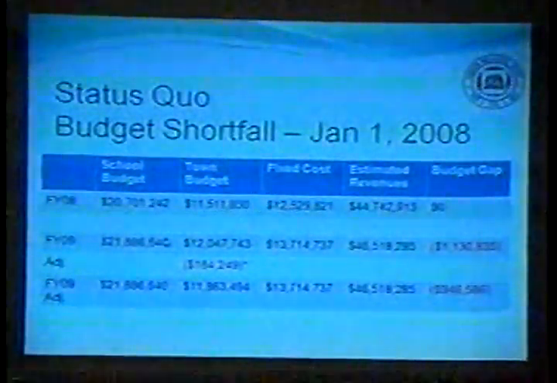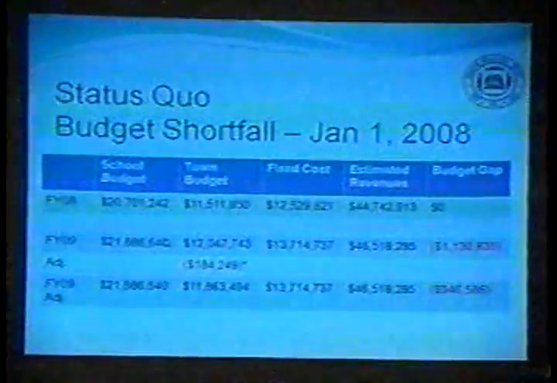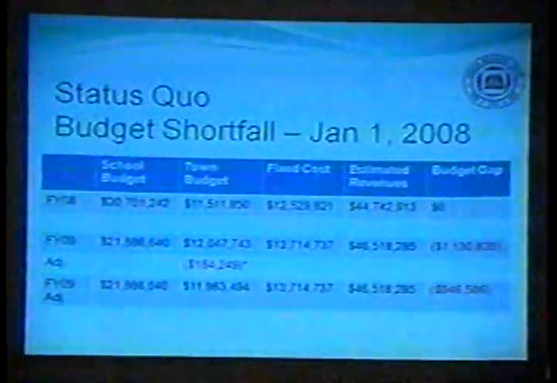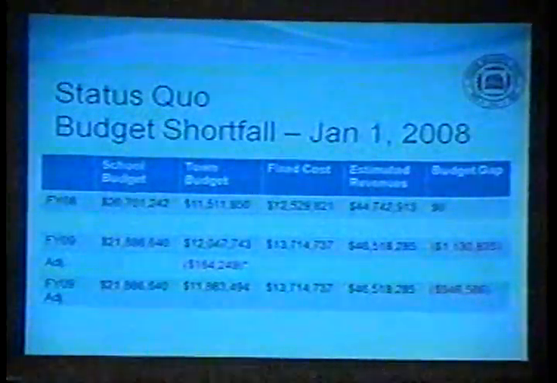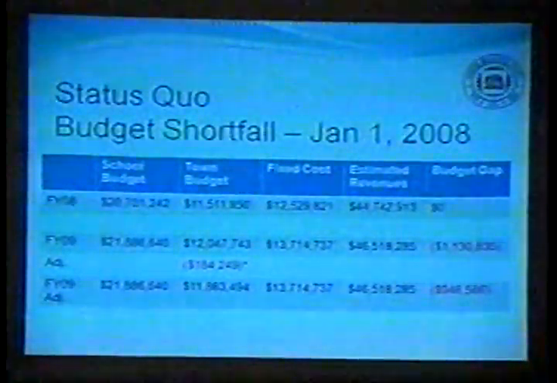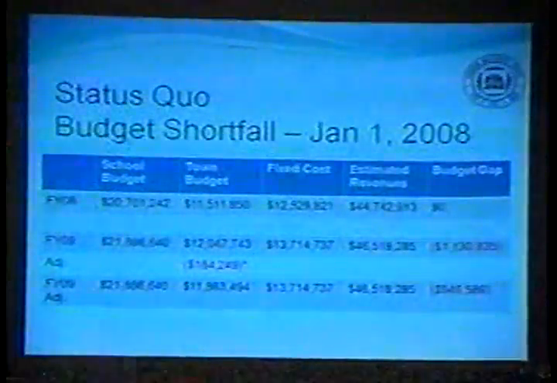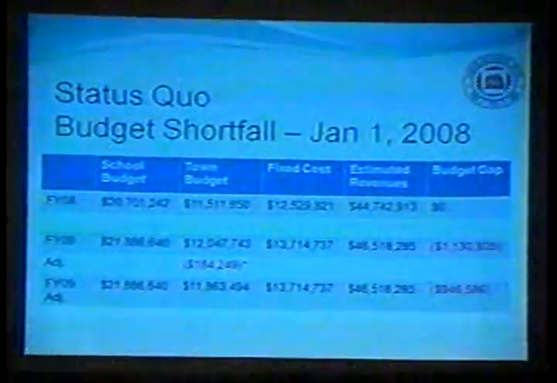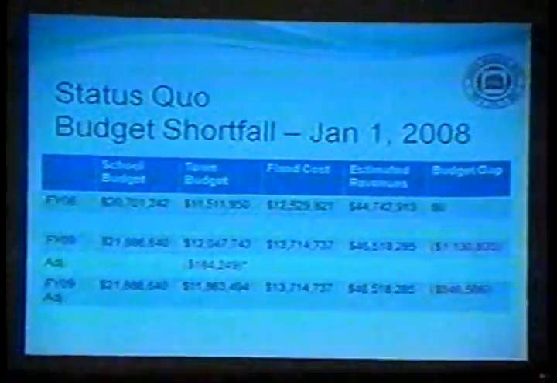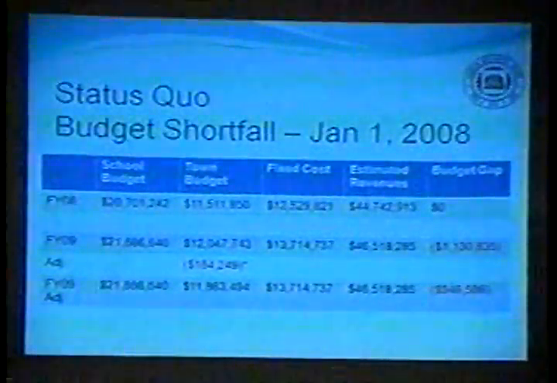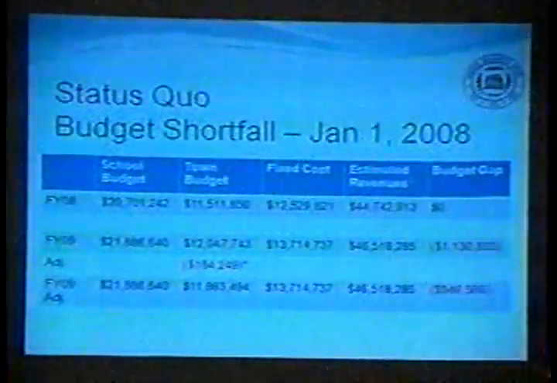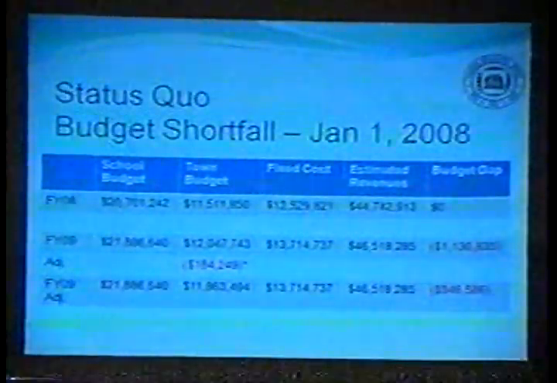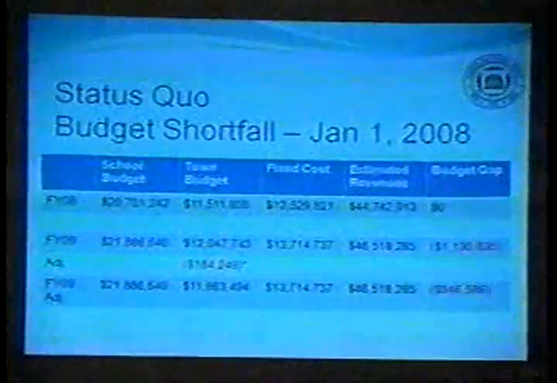The town budget was, again, the same question. It came in at about 3.5% at $12,047,743, and the fixed cost estimate on the first pass was $13,714,000. Our estimated revenues were $46,518,285, which left a deficit of $130,835. And this is the beginning of the process.